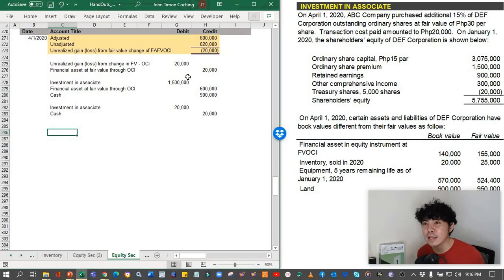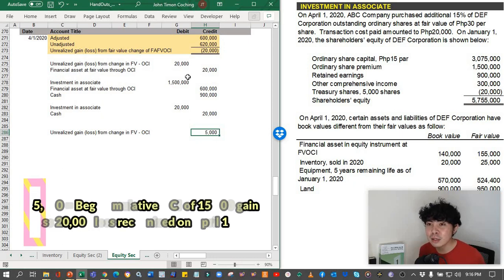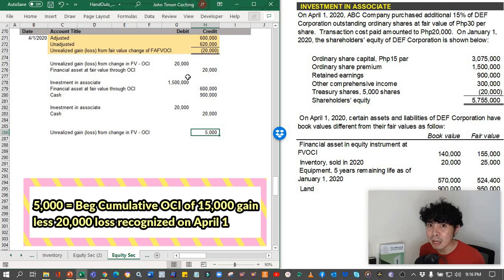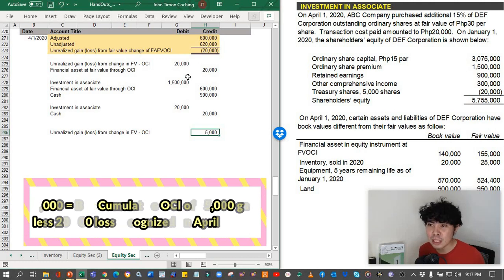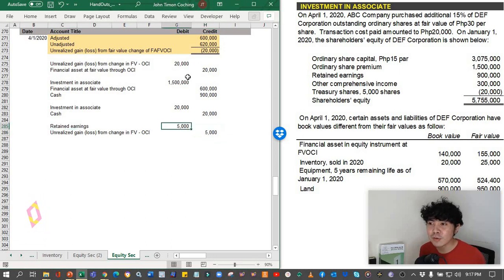So, ano ang ating entrada? So, ang ating entrada would be credit unrealized gain or loss from change in fair value in other comprehensive income. So, yan ay credit na 5,000 pesos. Naka-credit siya kasi nga ang balance ng ating other comprehensive income or loss is debit balance kasi loss yun, di ba? So, may debit balance siya. So, isasara natin kaya credit to.